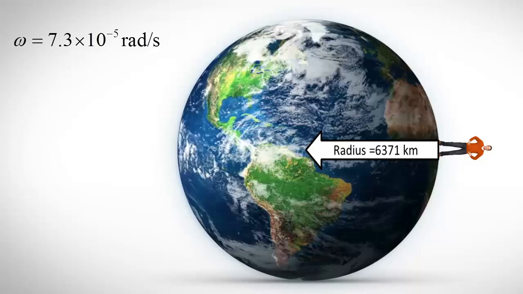So what then is the linear speed of the person standing on the equator? Now that we know the angular speed and the radius of the Earth, we can calculate the linear speed using the formula where the velocity is equal to the product of the radius and the angular speed. This works out to be 465 meters per second, or around 1,670 kilometers per hour. This speed is extraordinarily fast. But given the fact that everything else on the surface of the Earth is moving at the same speed, we don't notice it because relative to everything else, we're not moving at all.